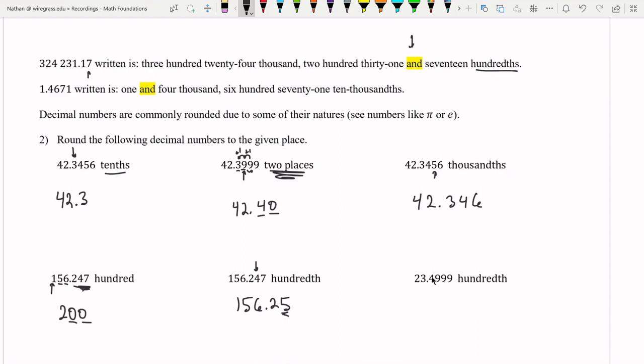This one's also going to be rounded to the hundredths. That's going to be right here. Our testing digit is 9. Once again, we're going to round that up. That's going to cascade to this one as well. So we're going to get 23.50. That's the hundredth spot, so it needs to be in our answer.